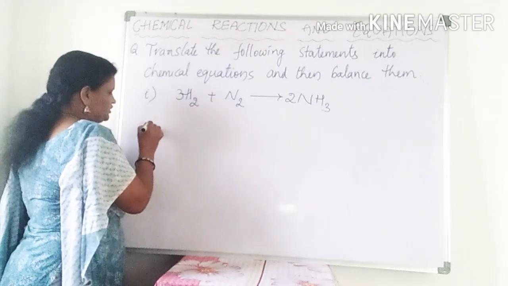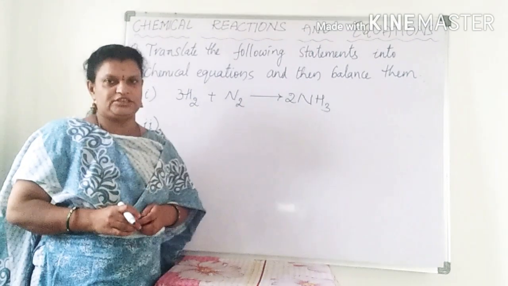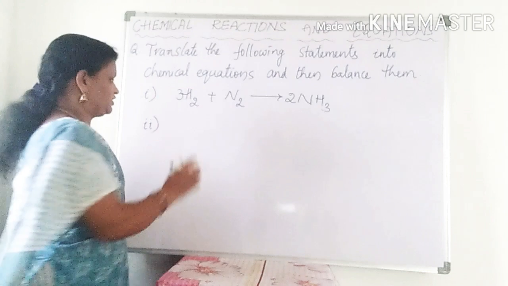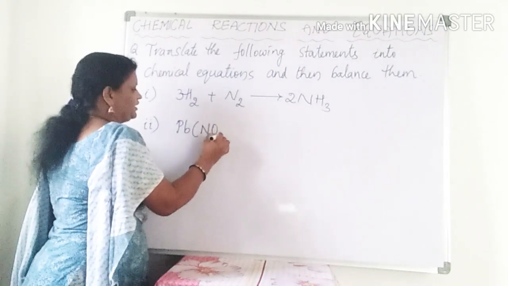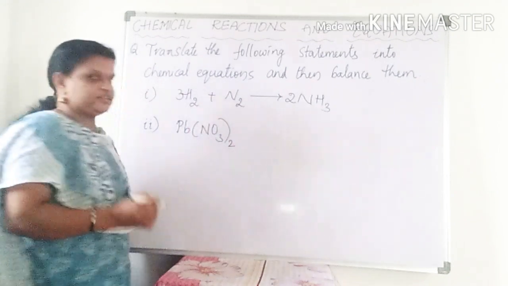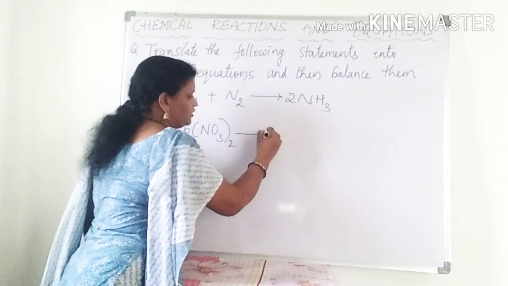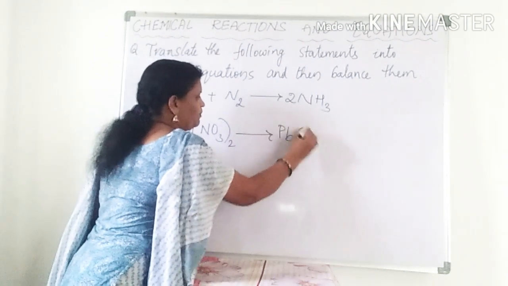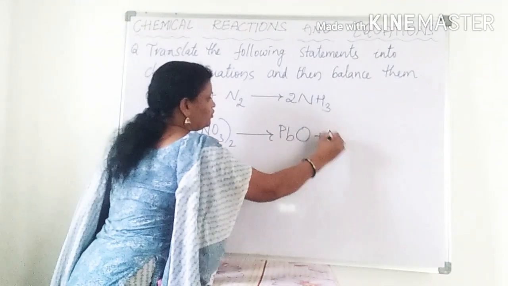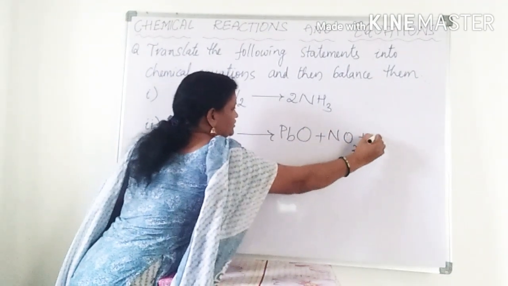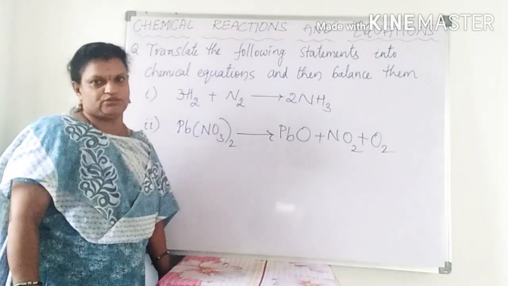Next, one more question is given here. Lead nitrate is heated. The formula of lead nitrate we can take as Pb(NO3)2. Lead nitrate is heated to form lead oxide. Lead oxide formula is PbO, and along with that nitrogen dioxide, NO2, is formed, and also oxygen gas. Two gases are formed here and one solid is formed.